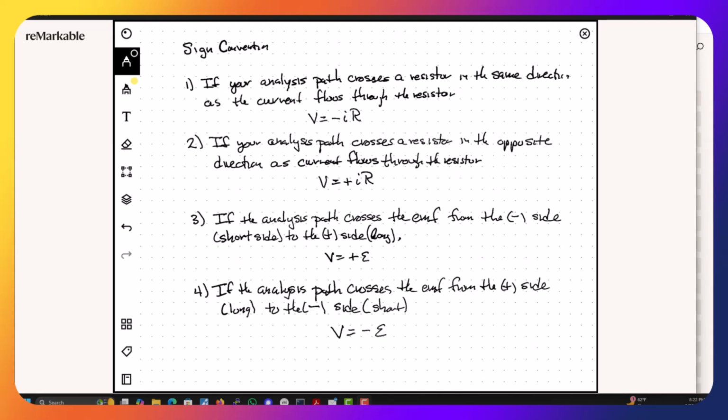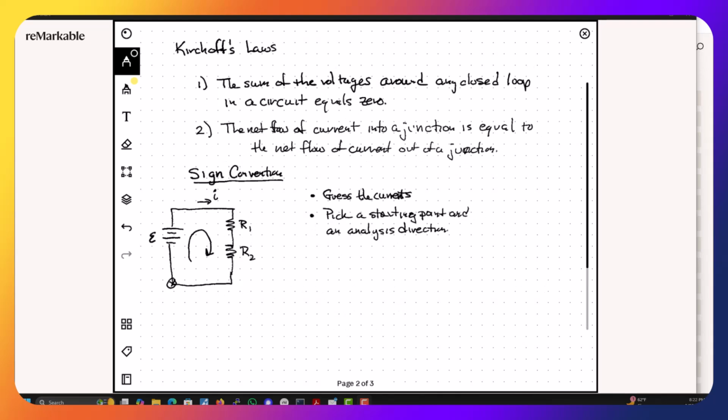So let's take our circuit now and let's try it. I'm going to go back in the page, right? And I'm going to start here in this lower left-hand corner, and I'm going to go around the circle. I'm going to cross the EMF from the short side to the long side. So short side to long side is going to be plus E.